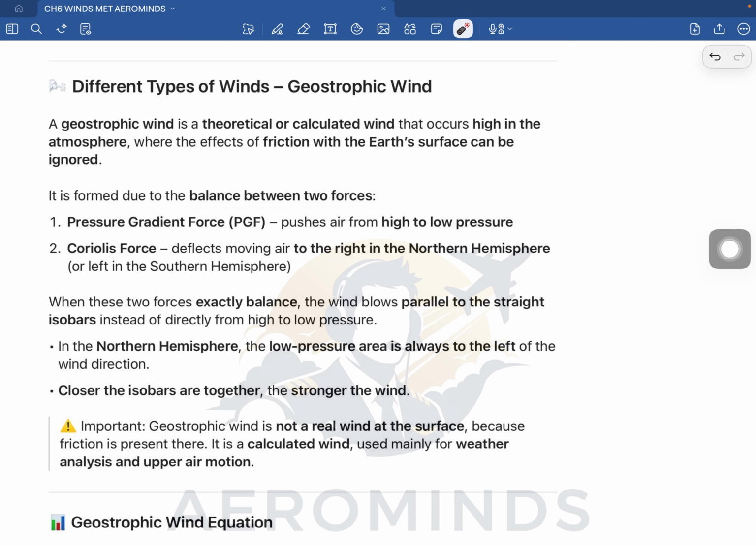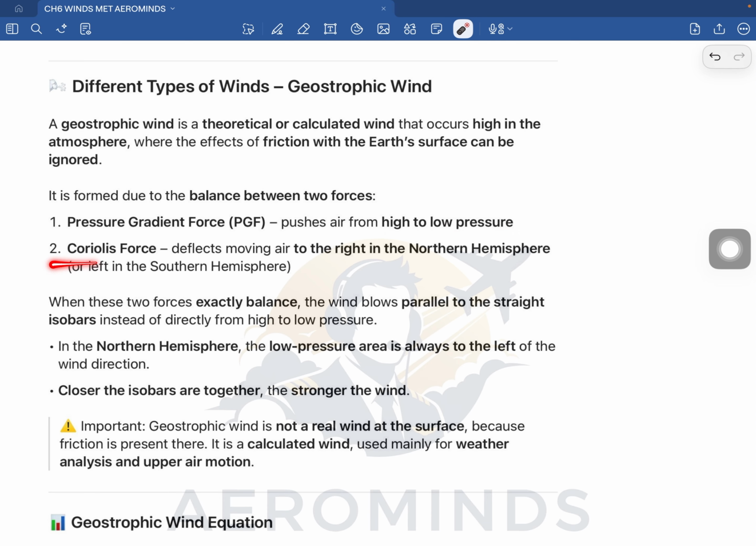Because repetition builds clarity. Okay. Now the first force is the PGF, which is the pressure gradient force, which I told you. And this force exists because the pressure is not the same everywhere. Some places have high pressure, some places have low pressure, and the pressure gradient force always tries to push air from high pressure to low pressure. This force is what starts the wind.